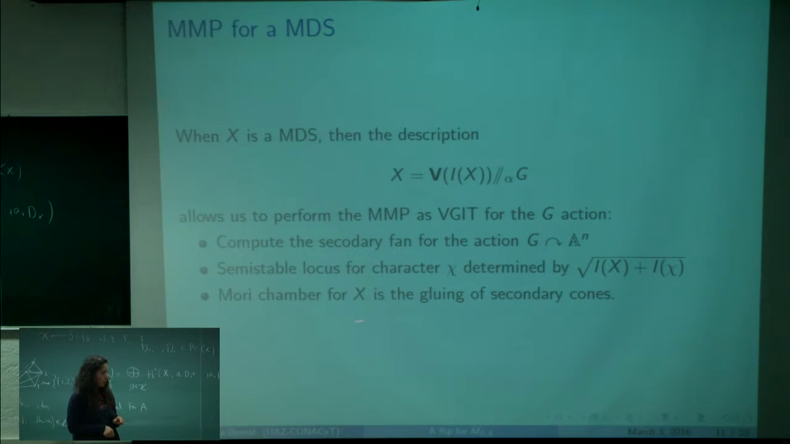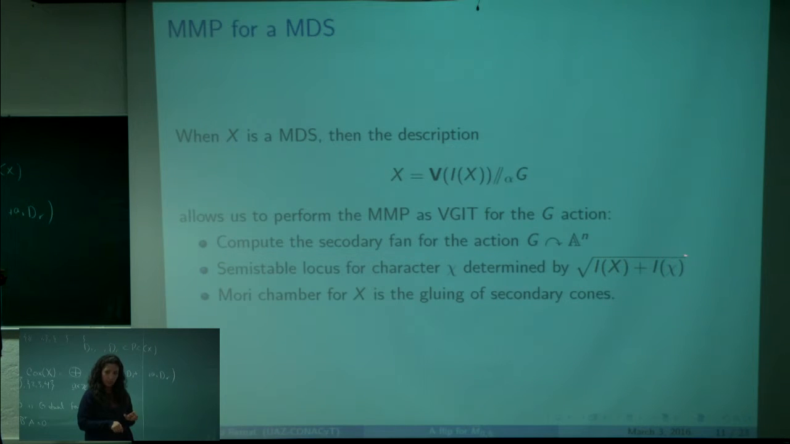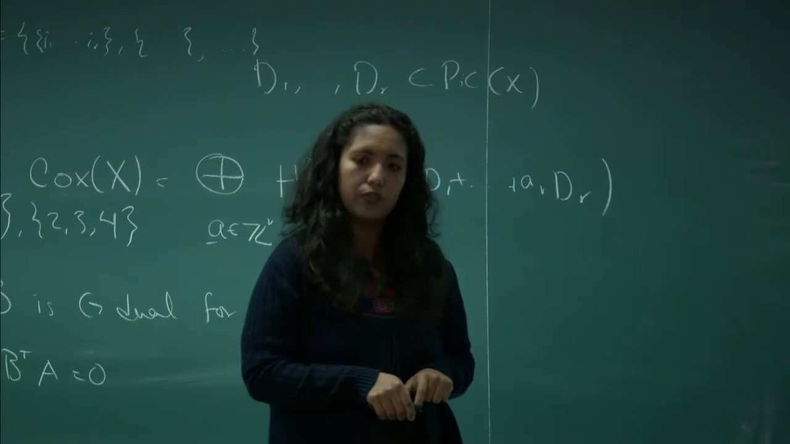It's not going to be the decomposition into Mori chambers because the Mori chambers of this variety are going to be the GIT chambers of this variety, of the V. If you have two cones of the secondary subdivision which belong to the same Mori chamber, it means that going from one cone to the other, you perform a rational transformation? No, not for your variety.